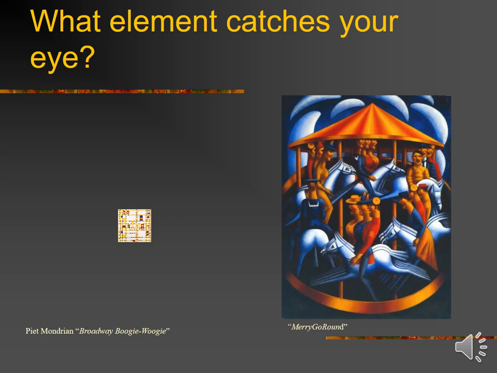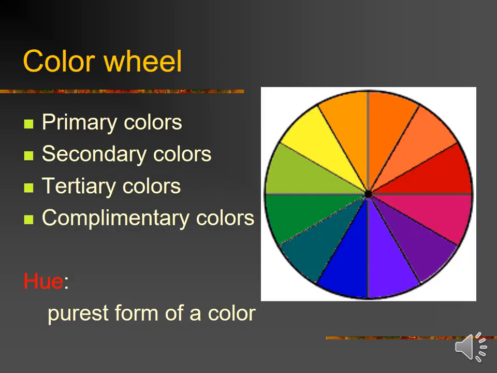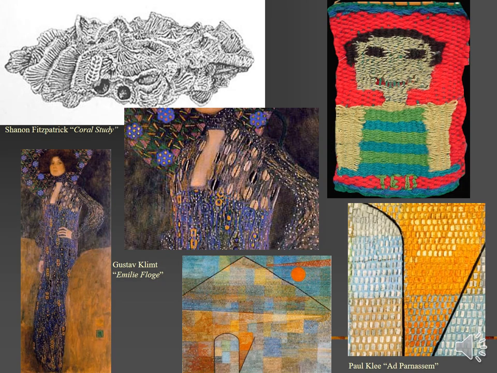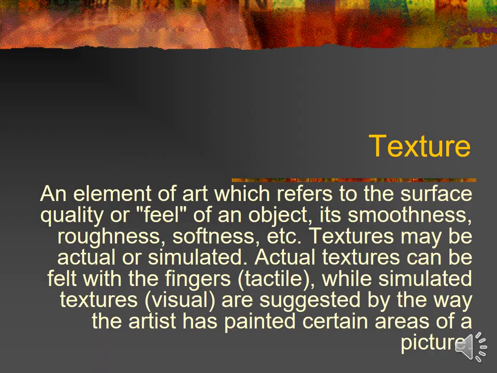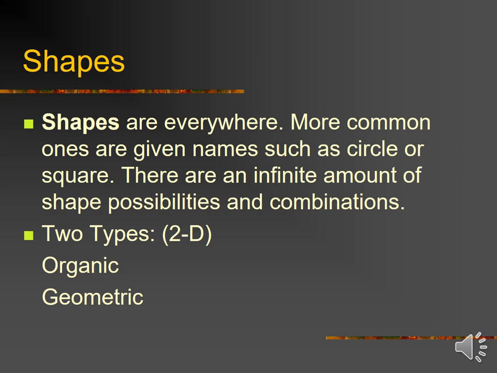When you see this picture, what element catches your eye? And we will talk about colors: color wheel, primary colors, secondary colors, and more things about colors. We will talk about texture. And we will talk about shapes.